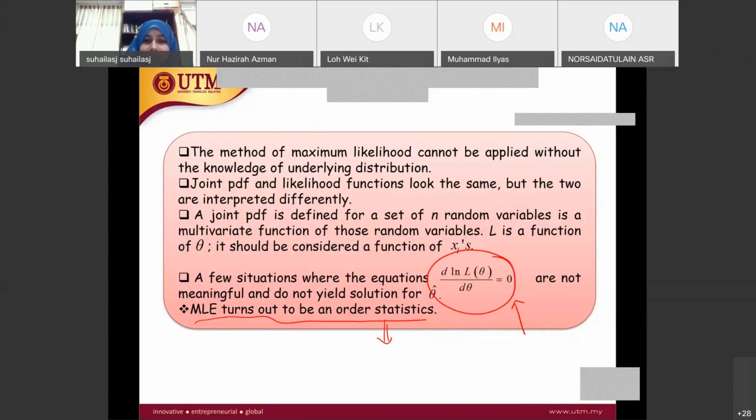But there is a certain case where the equation you get when you differentiate ln L(theta) with respect to theta and set equal to 0 is not meaningful. That means you cannot solve that one, and it does not yield any solution. So your MLE in this case will be an order statistic. So we have two types of questions. First, you have the probability function and you can solve that one. Second, you cannot differentiate that one, and then your MLE will become an order statistic. Okay, let's go through it first.